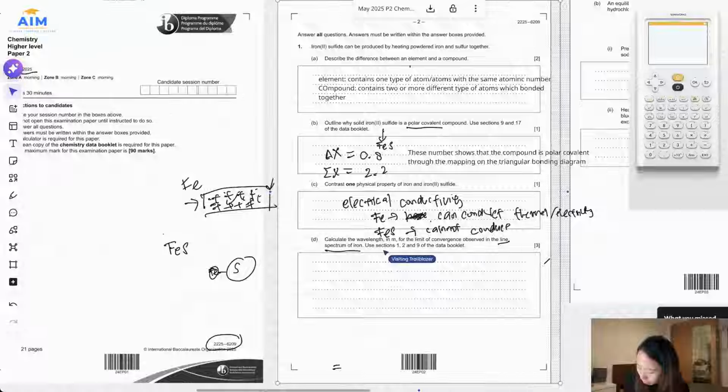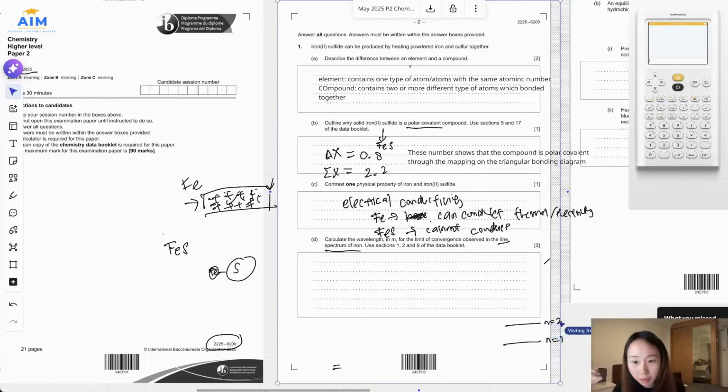So the line spectrum of iron, if you all remember, there are things like n equals 1, n equals 2, and this is the energy level, or you can also say it's the shell number, so it's actually equivalent. People use it interchangeably. So you can say the first shell, the second shell, the third shell, the fourth shell. The energy levels on these shells, as they get further away, get closer and closer, where they converge. That's why it's called the limit of convergence.